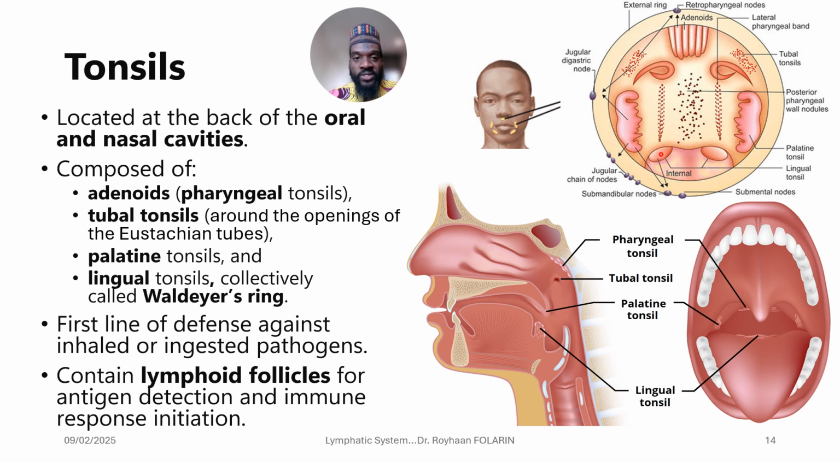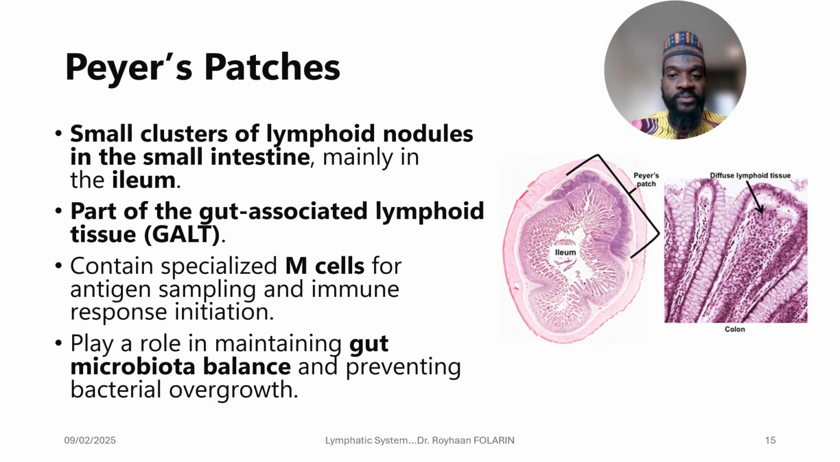So all of these tonsils, all of these structures help to trap and neutralize inhaled or ingested pathogens. That way it forms the body's first line of defense in the upper respiratory and digestive tracts. And whenever it comes in contact with a pathogen, it initiates an immune response before they are able to even spread to the rest of the body. They usually contain lymphoid follicles for this antigen detection and immune response initiation.